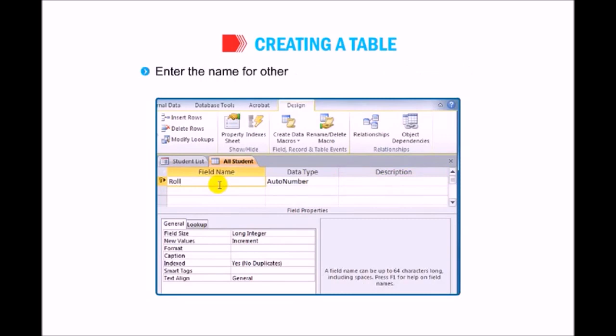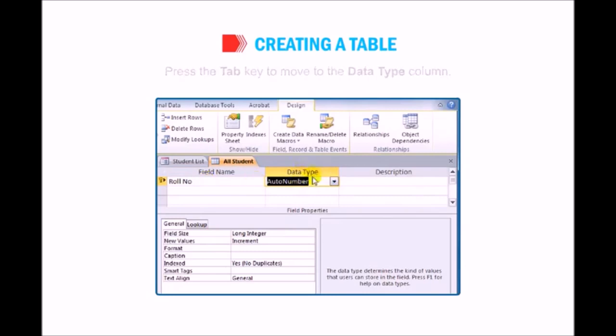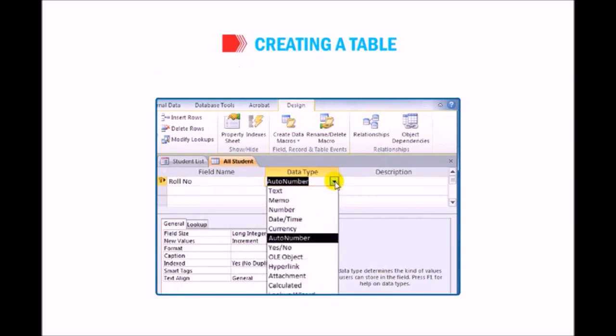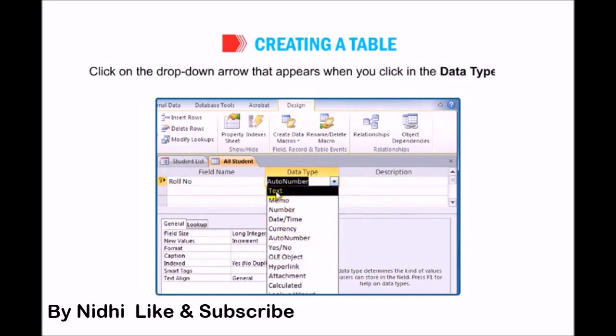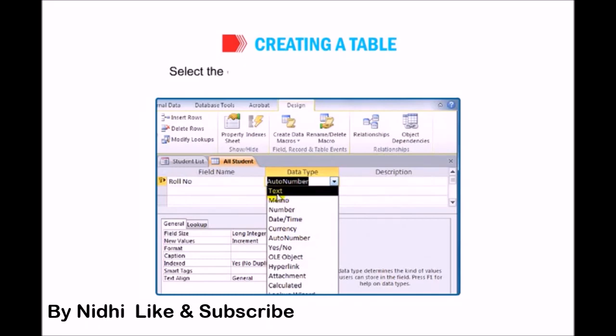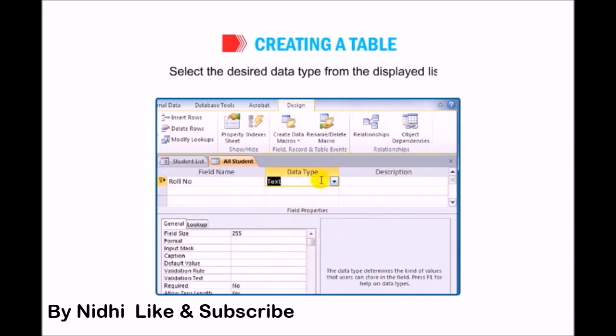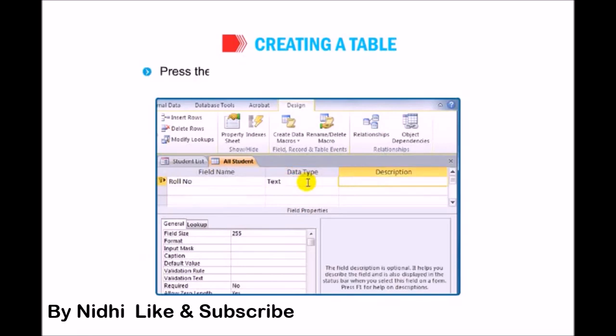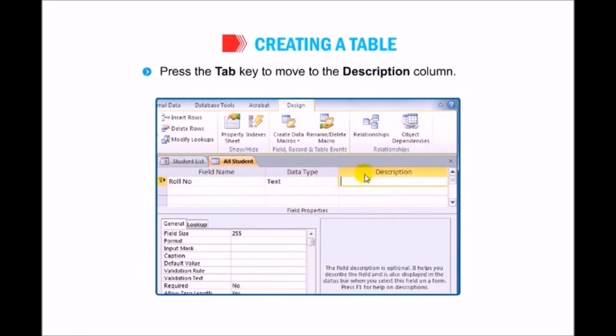Enter the names for other fields in the Field Name column. Press the Tab key to move to the Data Type column. By default, Text appears in the Data Type column. Click on the drop-down arrow that appears when you click in the Data Type field. Select the desired data type from the displayed list. Press the Tab key to move to the Description column.